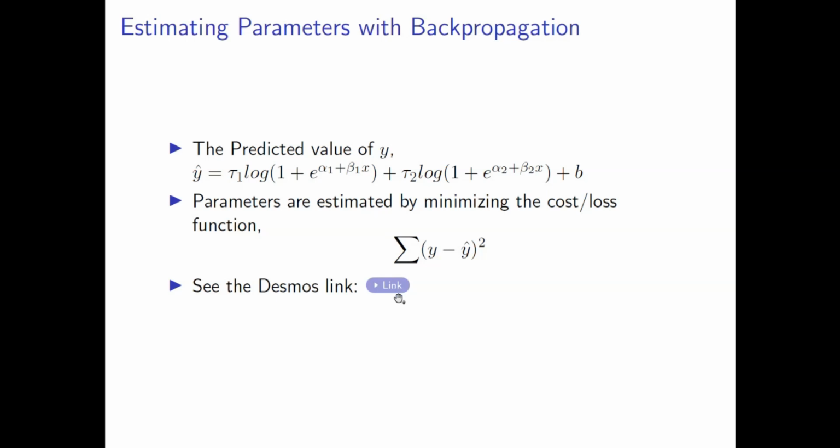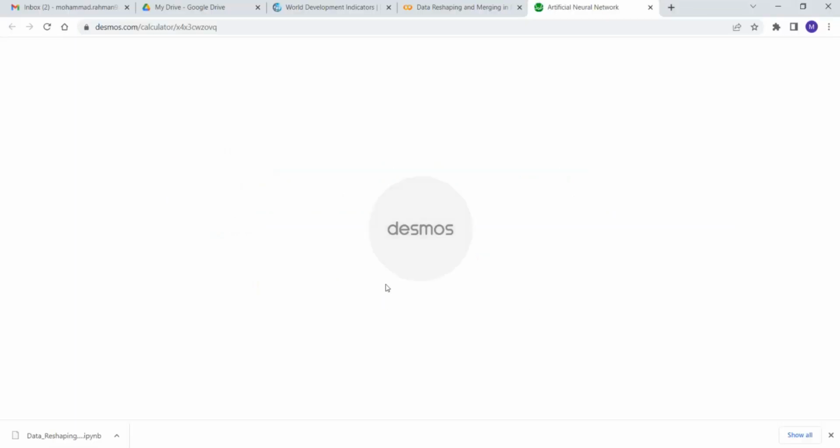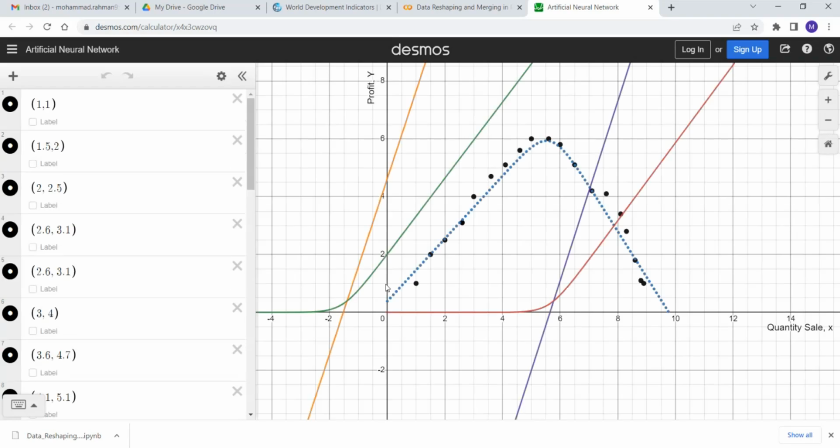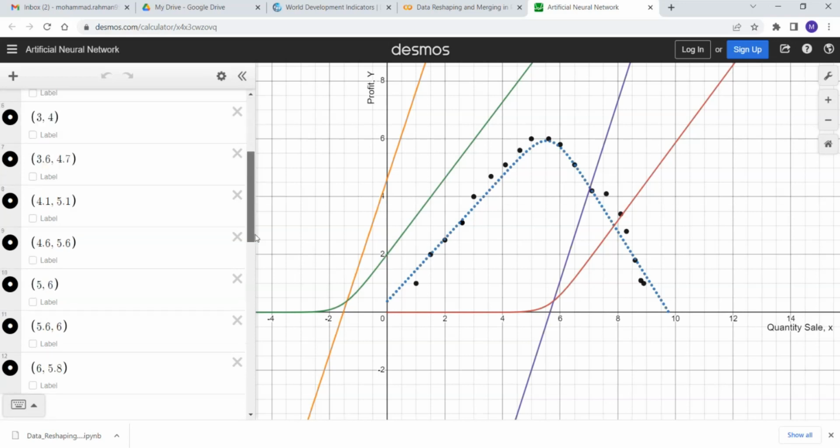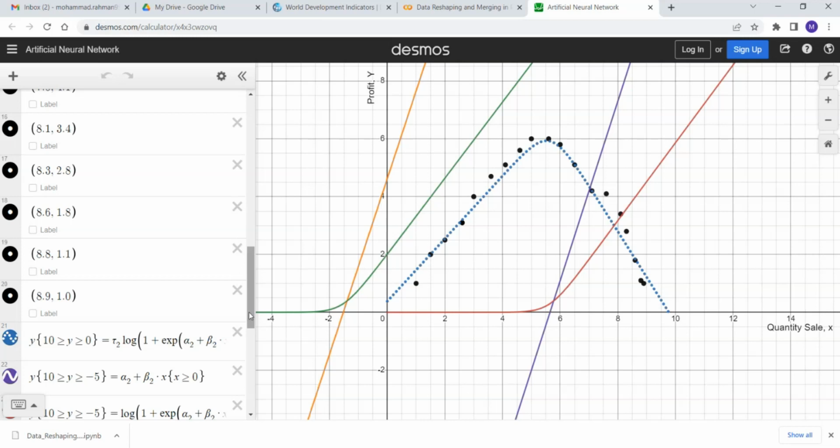Now we shall try to understand this artificial neural network. I plotted all these functions in one figure, in Desmos. Now we shall try to understand what is happening in this picture if we change the parameters.